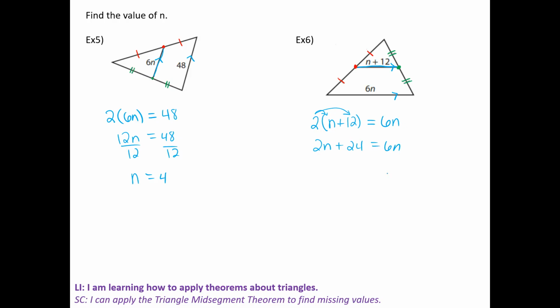At that point, you have some choices about how to solve. I'm going to put my n's together, and since they are on opposite sides of the equal sign, I have to do those inverse operations. So subtract 2n from both sides. That makes it go away on the left and equals 0. And I have 24 left over. On the right, 6n minus 2n makes 4n. Divide both sides by 4, and we get n equals 6.